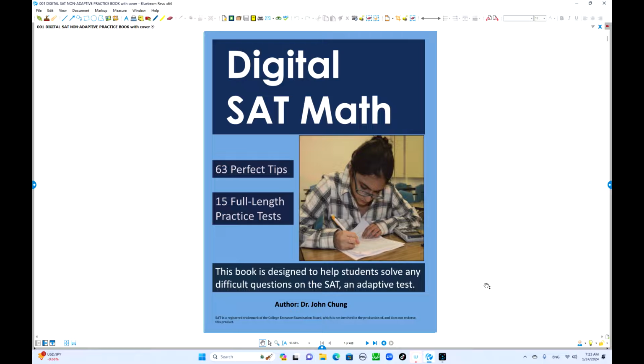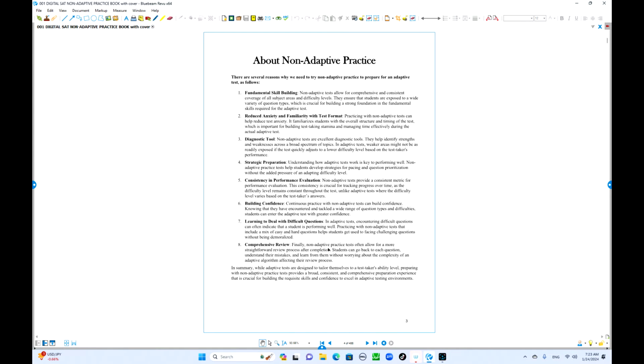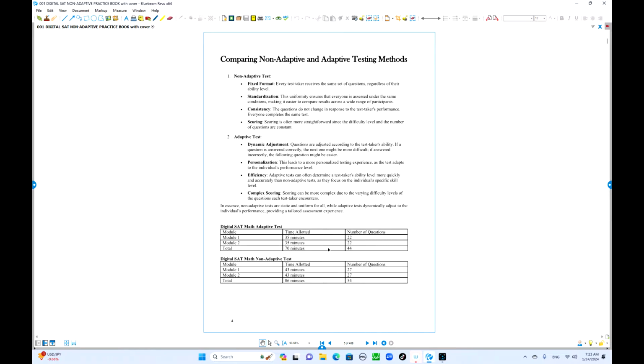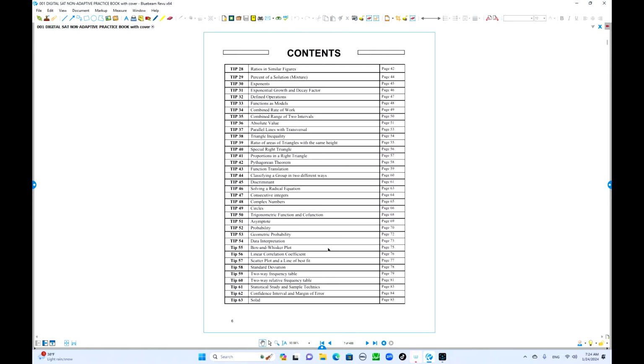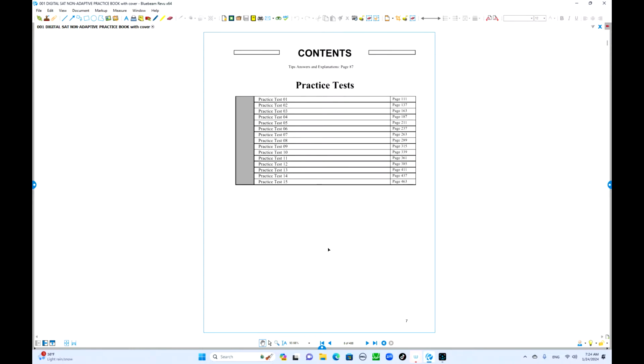Okay, this is the book Digital SAT. There are 53 tips and another 15 full-length practice tests. When you take a look over here, you can see what is the non-additive and what is the additive test. Okay, so it's explaining here. This is 63 tips and the 15 practice tests.